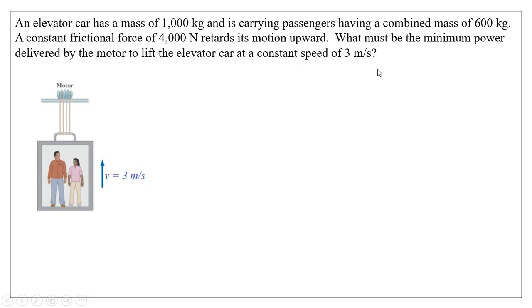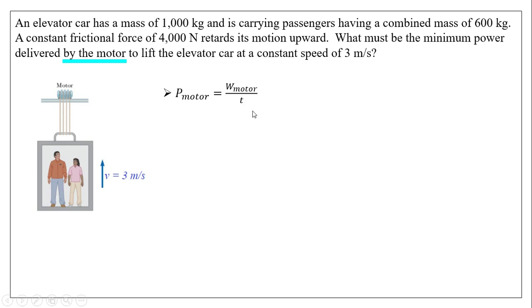So before we do anything, I'd like to point out the wording here. It says find the minimum power delivered by the motor. So I'm going to focus my attention on the motor itself. To find the minimum power by the motor, I'm just going to write P for power, with the subscript motor. I need the work done by the motor over a certain amount of time. So if it's power done by the motor, you need the work done by the motor divided by time.